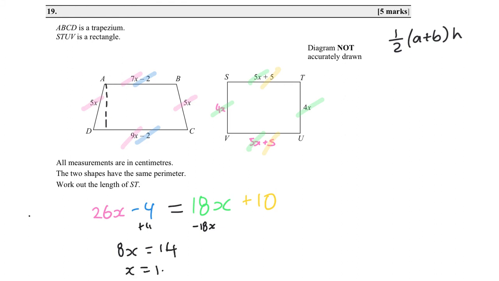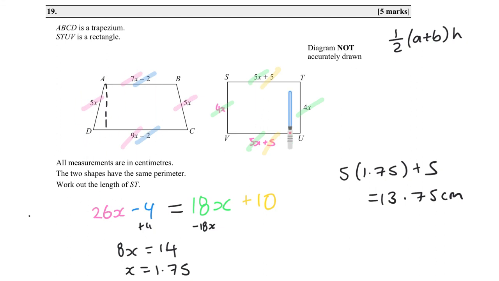So x equals 1.75. Now it wants us to work out the length of ST. So I'm going to substitute that into here. So 5 lots of 1.75 plus 5 times 5 plus 5 is 13.75 centimetres. Okay, which is nice.